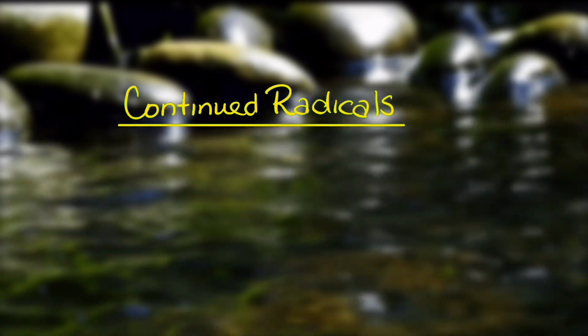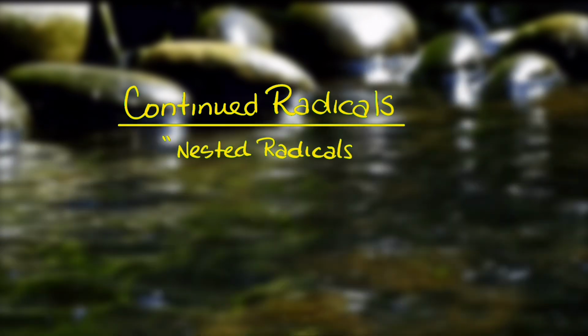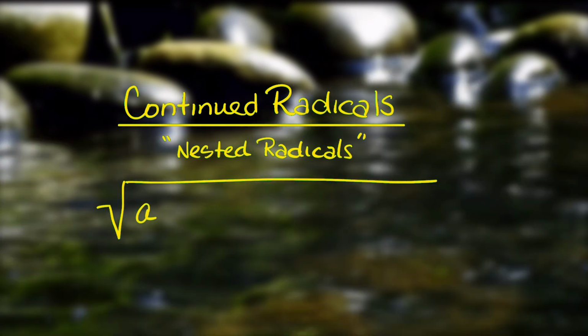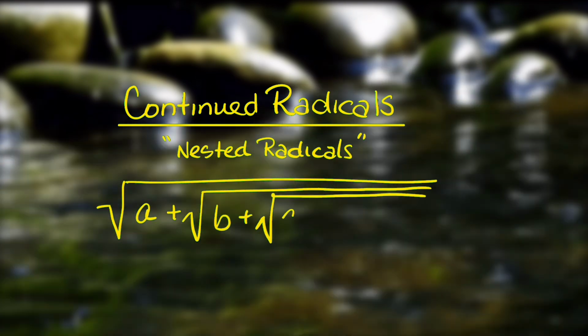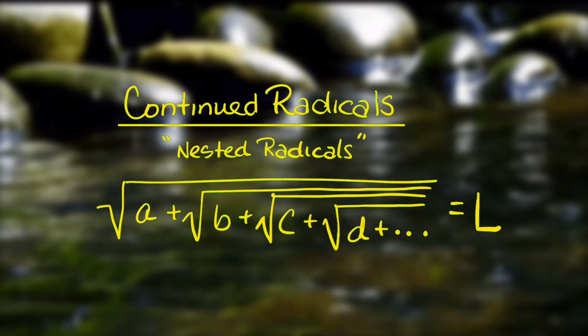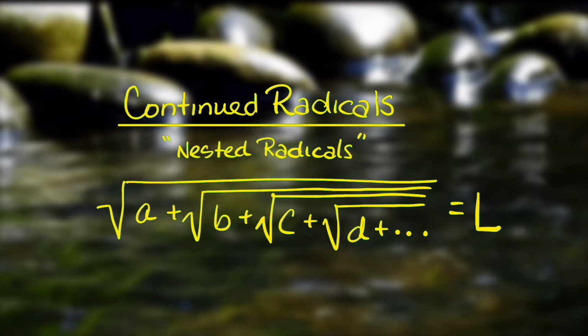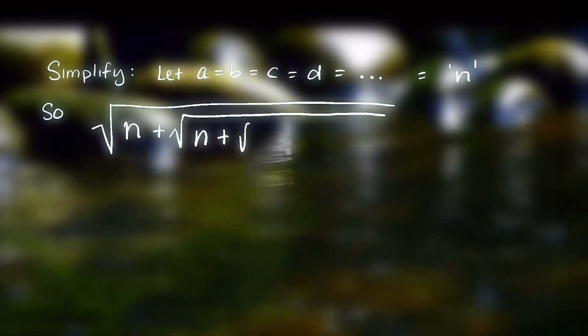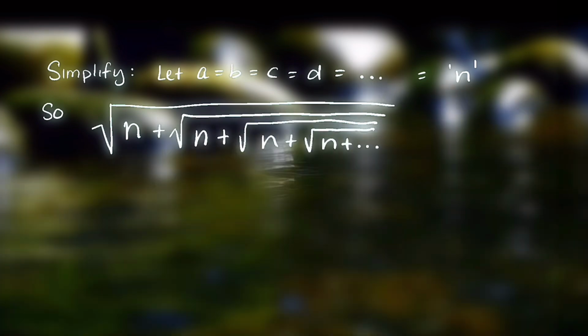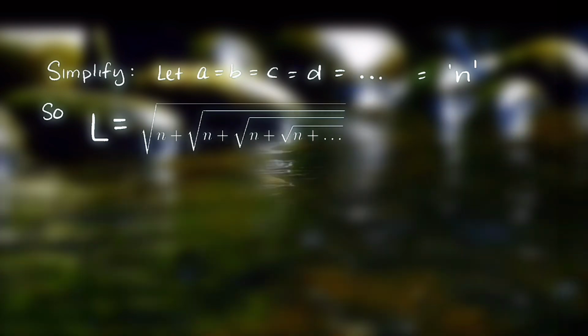A continued radical is a nested radical, and it'll be the focus of our video today. They take the form that looks like this, where a, b, c, and d are typically integers but could be real numbers, and we question, does this equal a limit, L? To simplify this, let's let a, b, c, d, all be the same number, n. So we have this continued radical with just the same number n involved, and we'll let that be equal to the limit L.